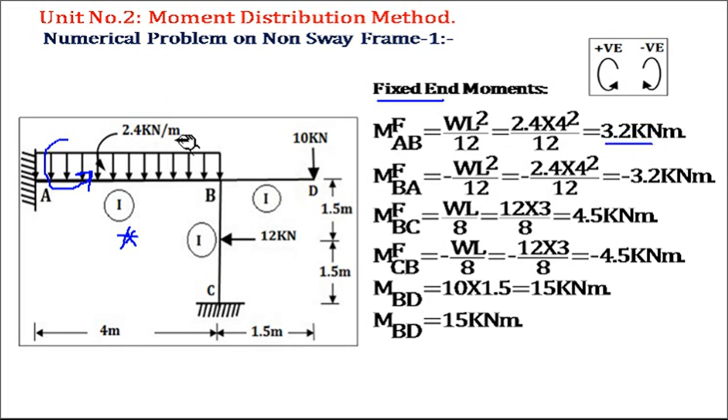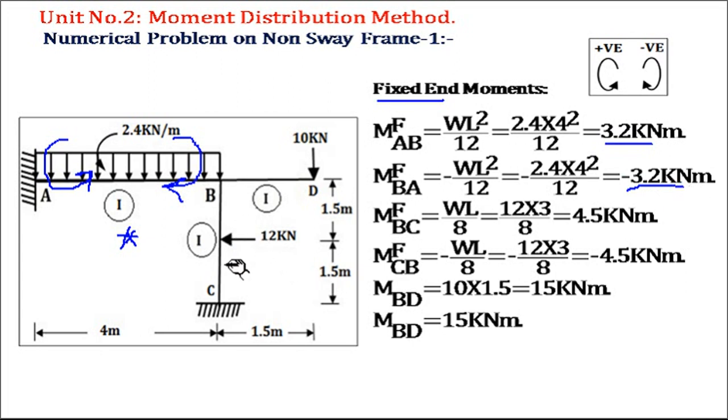Now the fixed moment in member BA will be in clockwise direction. As it is acting in clockwise direction, as per the sign convention, it is negative. And the fixed end formula when a member is loaded by a uniformly distributed load is minus WL square by 12. So minus, the value of W is 2.4, the length of member AB is 4, divided by 12. So the fixed end moment in member BA is minus 3.2 kilonewton meter.